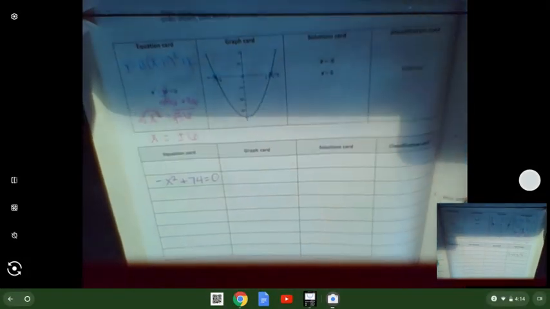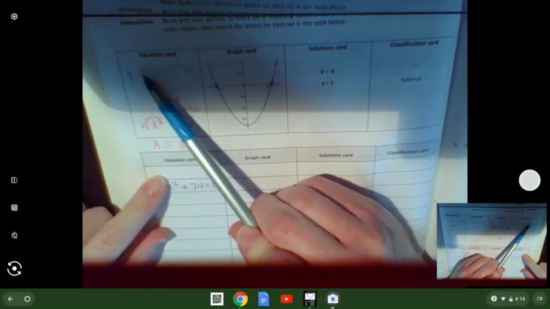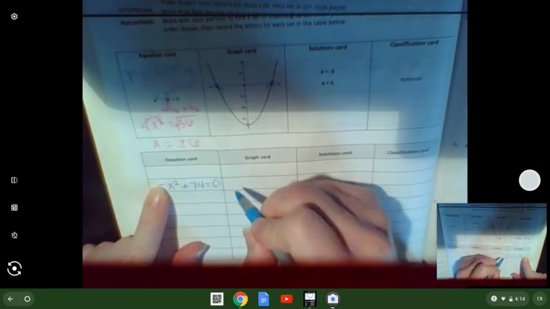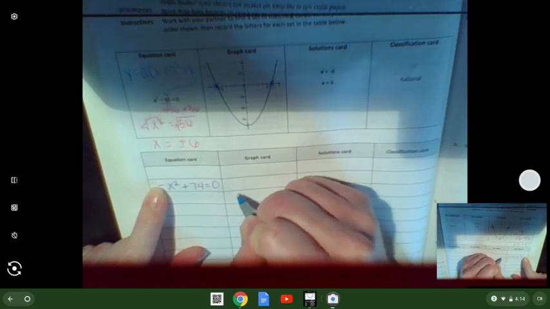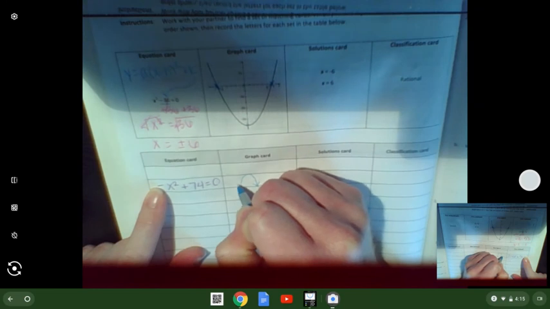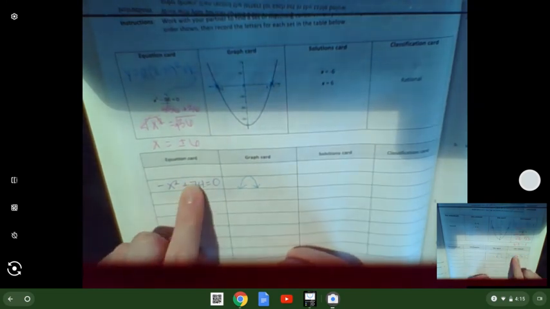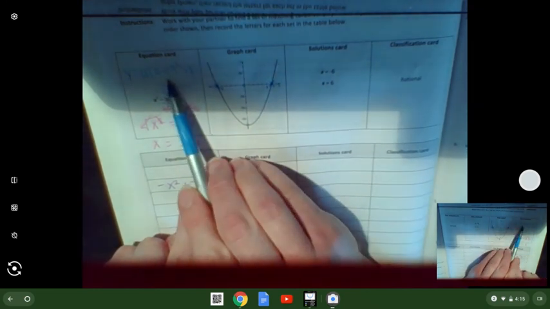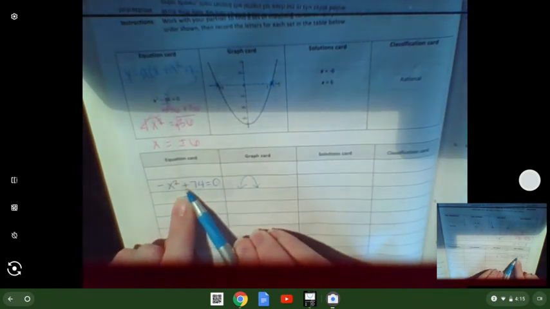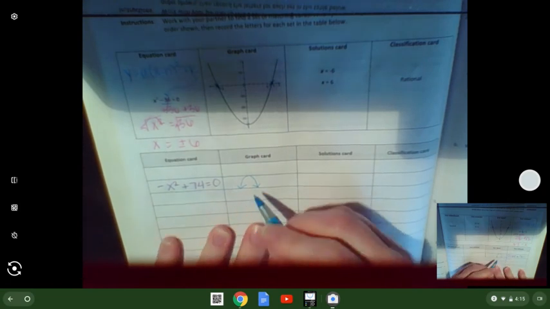Things I recognize about my parabola. I don't have a number for a, but I have a negative. This means my parabola is going to open down. My parabola is going to flip over because it's negative. Next thing I notice, this is not in parentheses. It's not a left and right. This is going to be an up and down. My graph is going to go up 74 units.